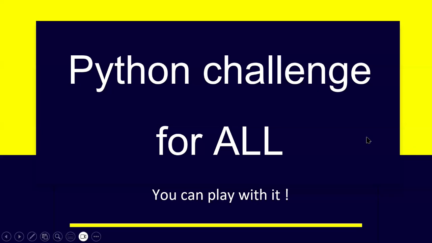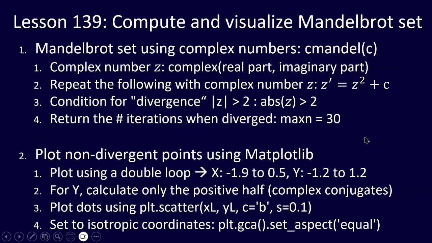So let's see what we did last time. In lesson 139 we computed and visualized the Mandelbrot set. It's an interesting fractal drawn using very simple complex computation. Using this iteration, we count the number of times we need to diverge. If the distance from the origin is over 2, that's what we call a divergent point.